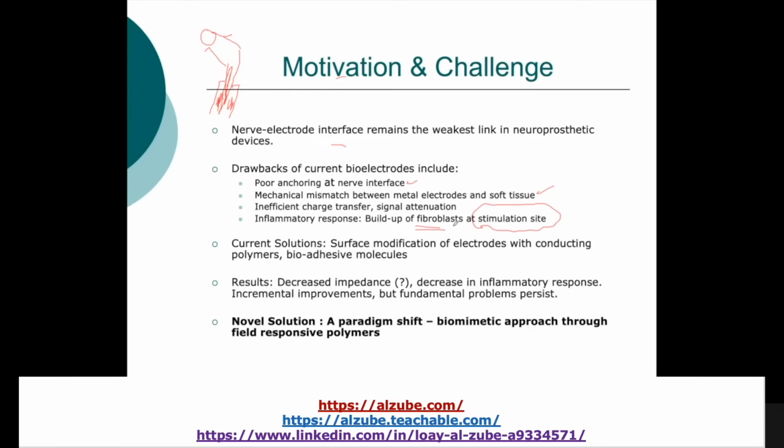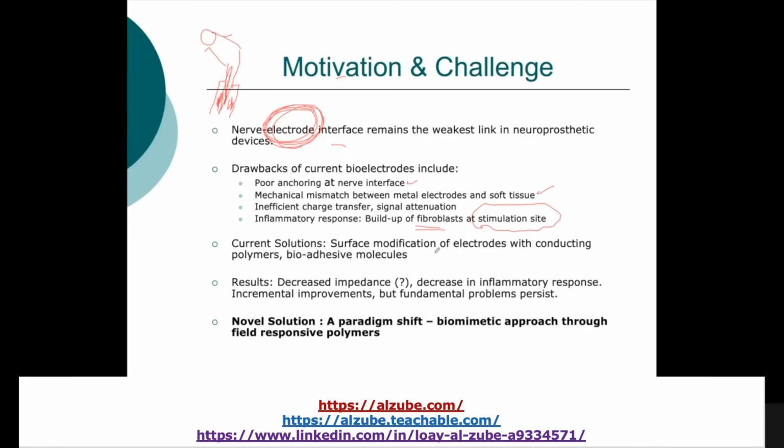All of these challenges led us to think about what we can do in order to develop better electrodes. That's the whole story, why we're doing this. If we have better electrodes, it means that we are going to develop better functional electrical stimulation systems. This way, we're going to be helping a lot of people with a spinal cord injury or neurological conditions or disorders. Now, the current solutions: we have something called surface modification of electrodes.